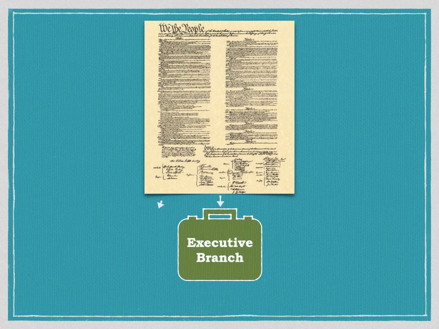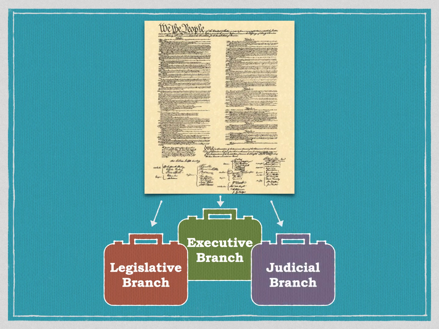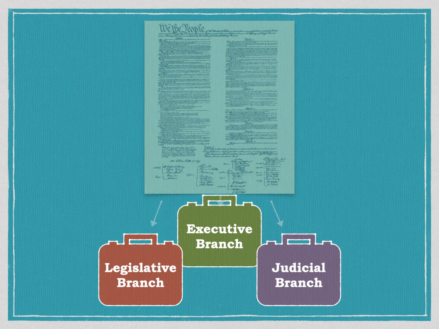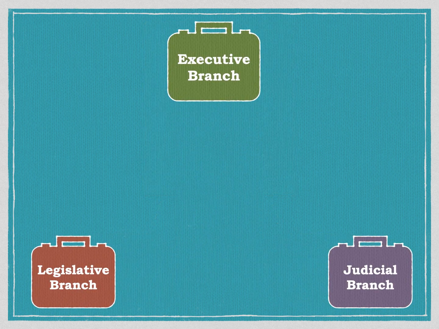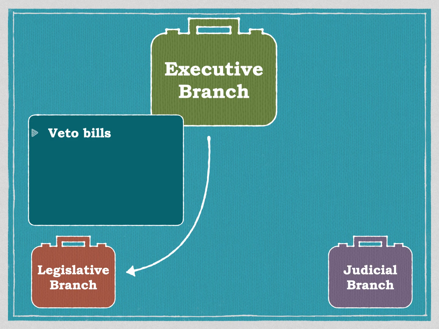So our Constitution creates our three branches and lays out exactly what their role is and what their power is. Let's look at how these three branches interact with one another. Starting with the executive branch and how it interacts with the legislative branch. The executive branch, or the president, has the power to veto bills.